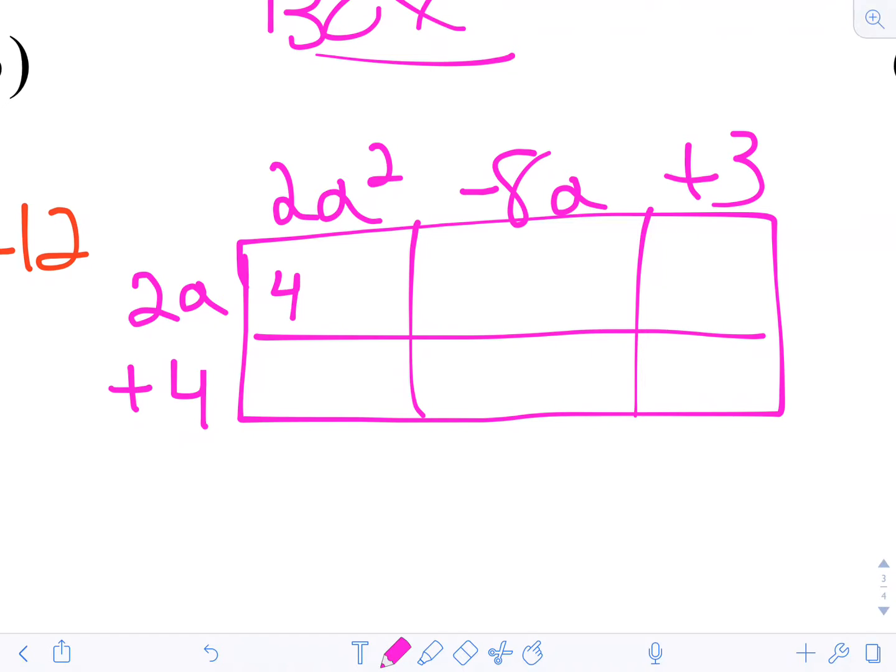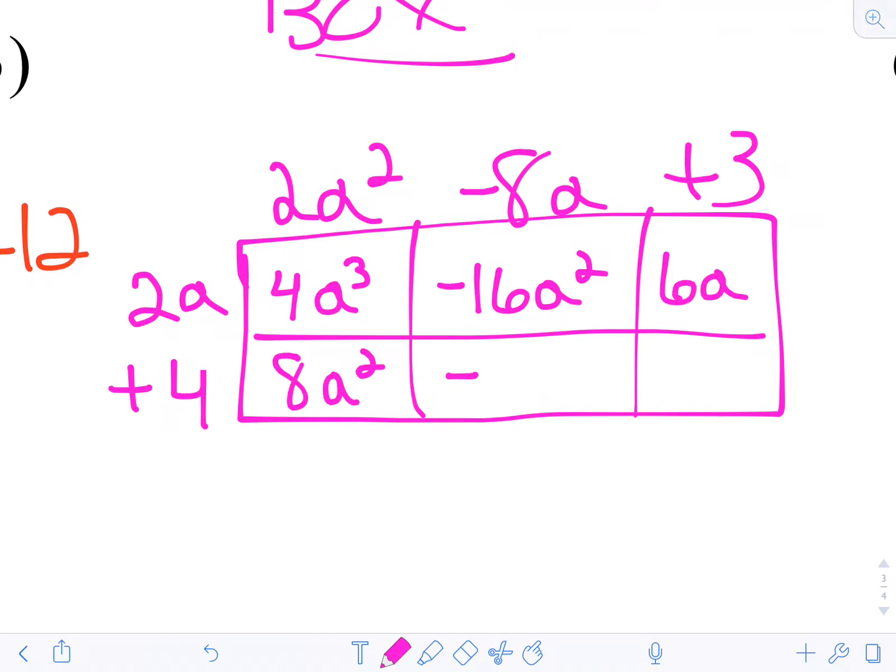2 times 2 is 4. A times a squared is a cubed. 2 times negative 8 is negative 16. A times a is a squared. 2 times 3 is 6, and you have an a. 4 times 2 is 8, you have an a squared. 4 times negative 8 is negative 32, and you have an a. 4 times 3 is 12. And again, your diagonals are your like terms that you can combine.